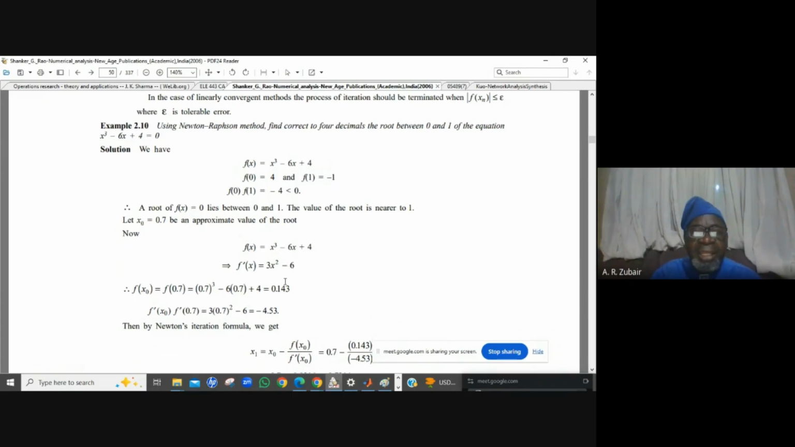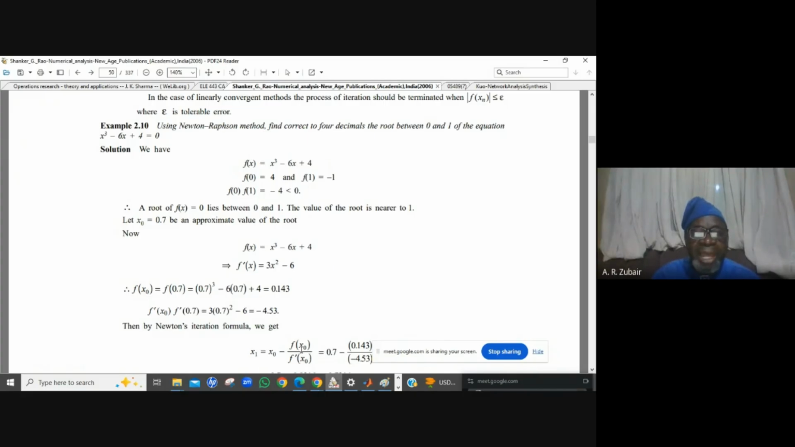So in this method, the function you are given, you are going to write it down. You are going to generate the differential like that. Now let's compute f of x naught. Put 0.7 in this expression. What do you get? You are getting 0.143. So that is the f.